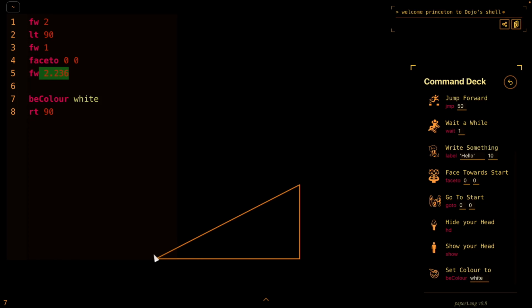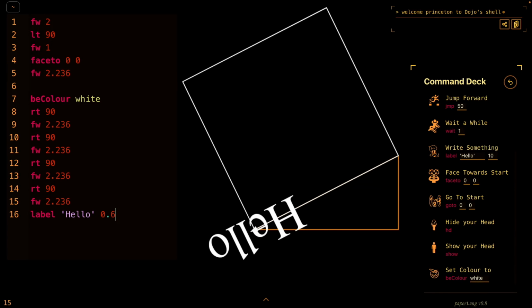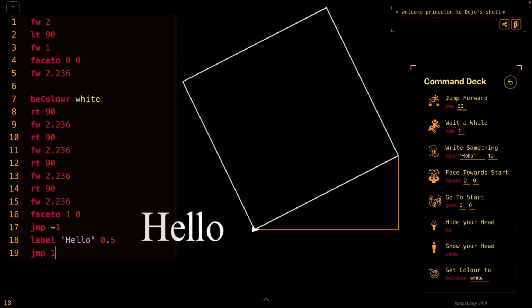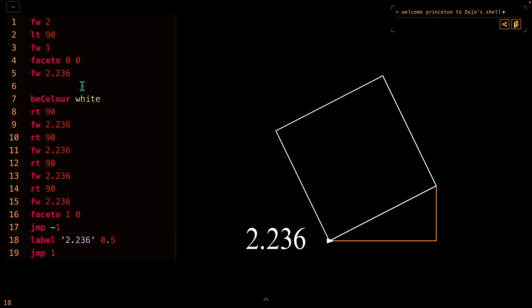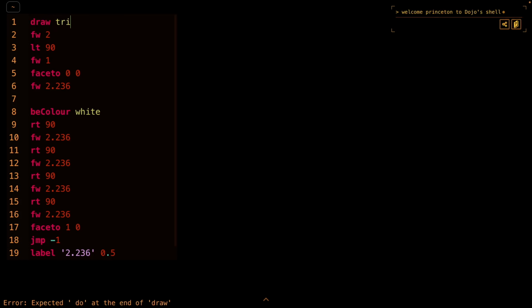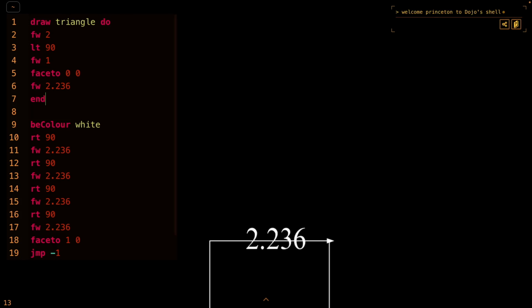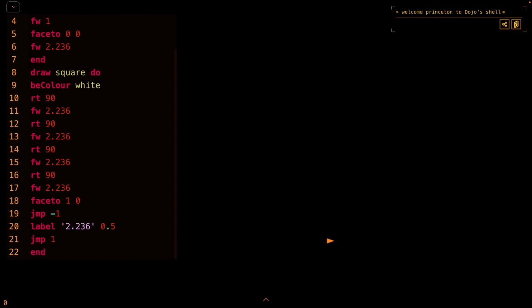Next, we draw our square just as before. Since we're going to be drawing many more triangles and squares, we should make them into custom commands, so we do not have to keep repeating our code. To do so, we go to the top and type draw, triangle, do. Since the code for the triangle ends at line 7, we go to line 7 and type END. Do the same for the square. Now, the custom commands triangle and square are defined.